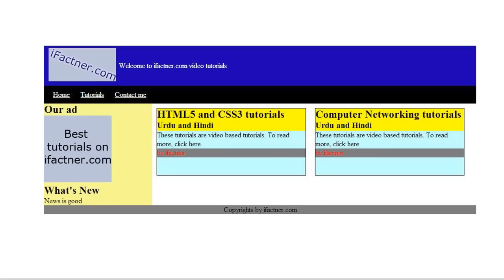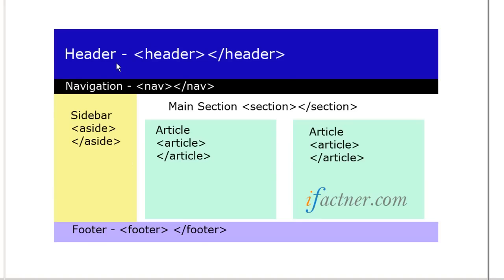So in this file we have got the header using the header tag, navigation using the nav tag, sidebar using the aside tag, main section using the section tag, and the articles in the main section using the article tag, and the footer is created using the footer tag.